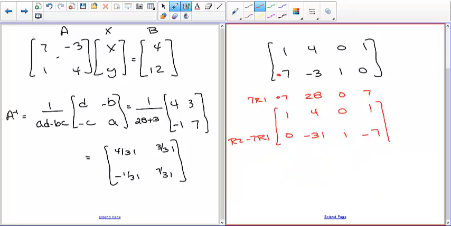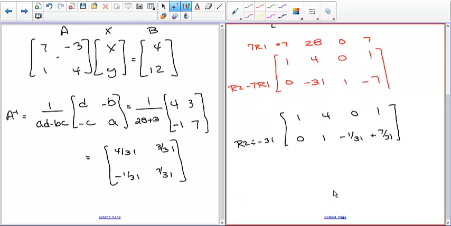Okay, next thing. We need to take row 2 and divide by negative 31. So row 1 stays the same, and dividing row 2 by negative 31 makes that go to 1. Then you get negative 1 over 31, and positive 7 over 31. The final step is to make that 0.